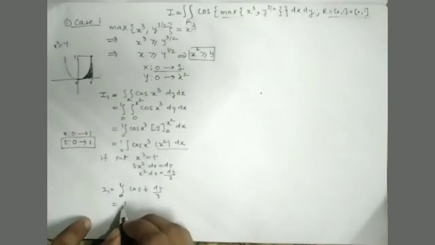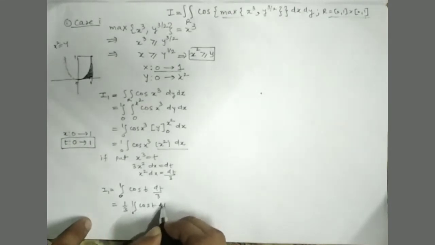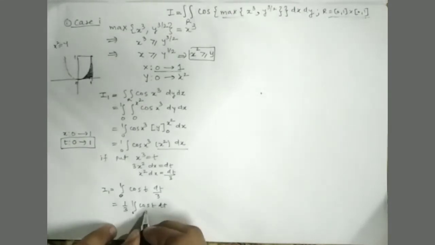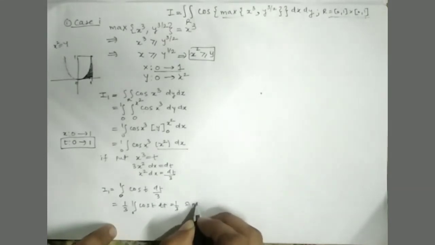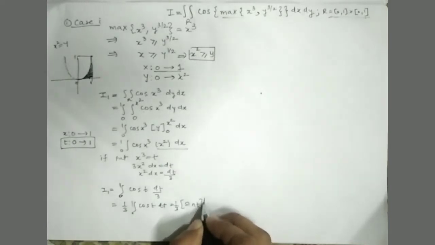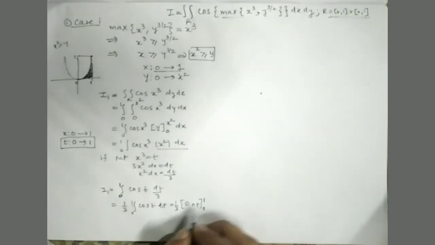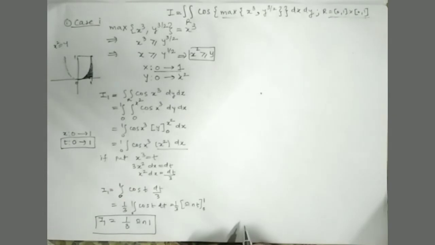I can take this 1 by 3 outside, and I will have the integral from 0 to 1 of cos t dt. The integral of cos t is sin t, with limits 0 to 1. Substituting the upper limit gives sin 1, and the lower limit sin 0 is 0, so the answer will be 1 by 3 sin 1. So I1 is 1 by 3 sin 1.